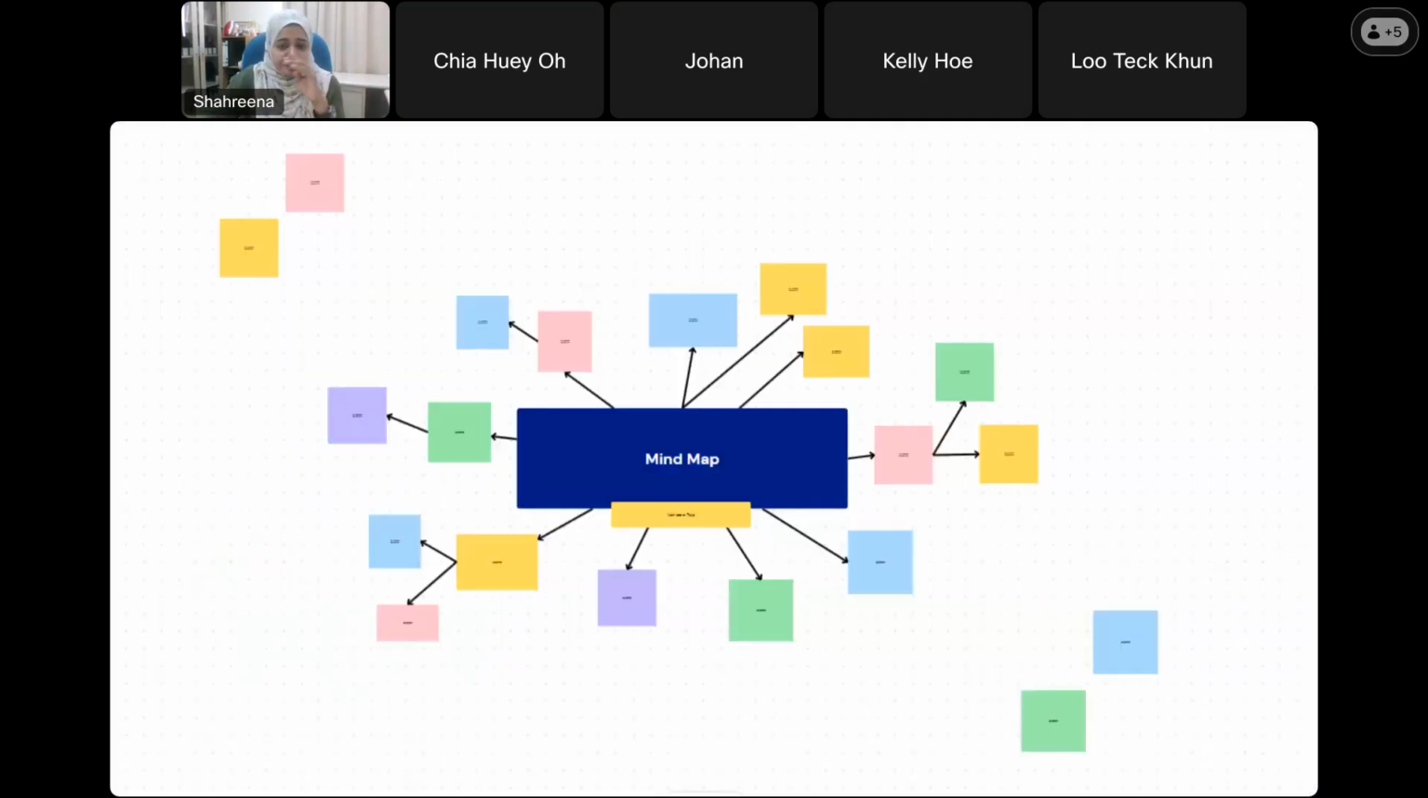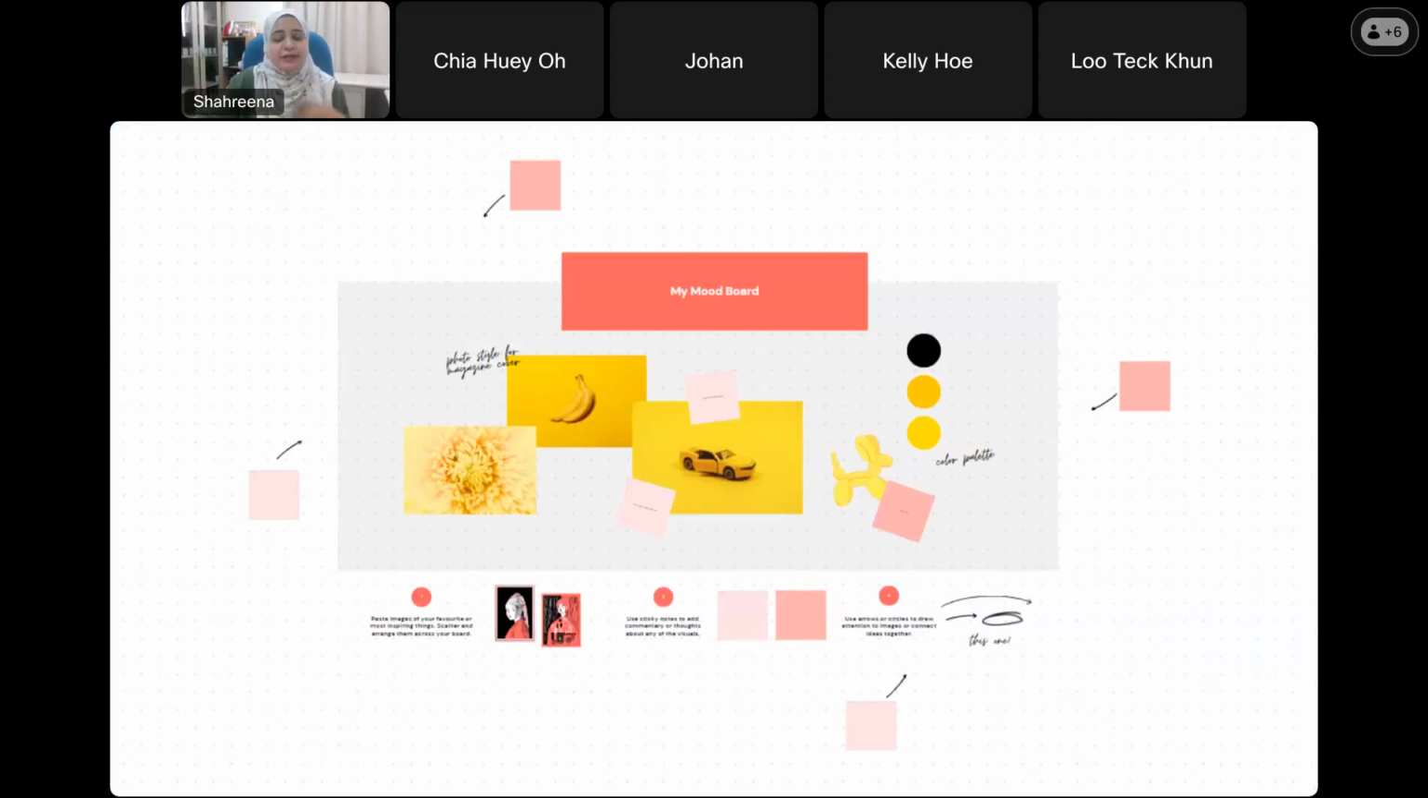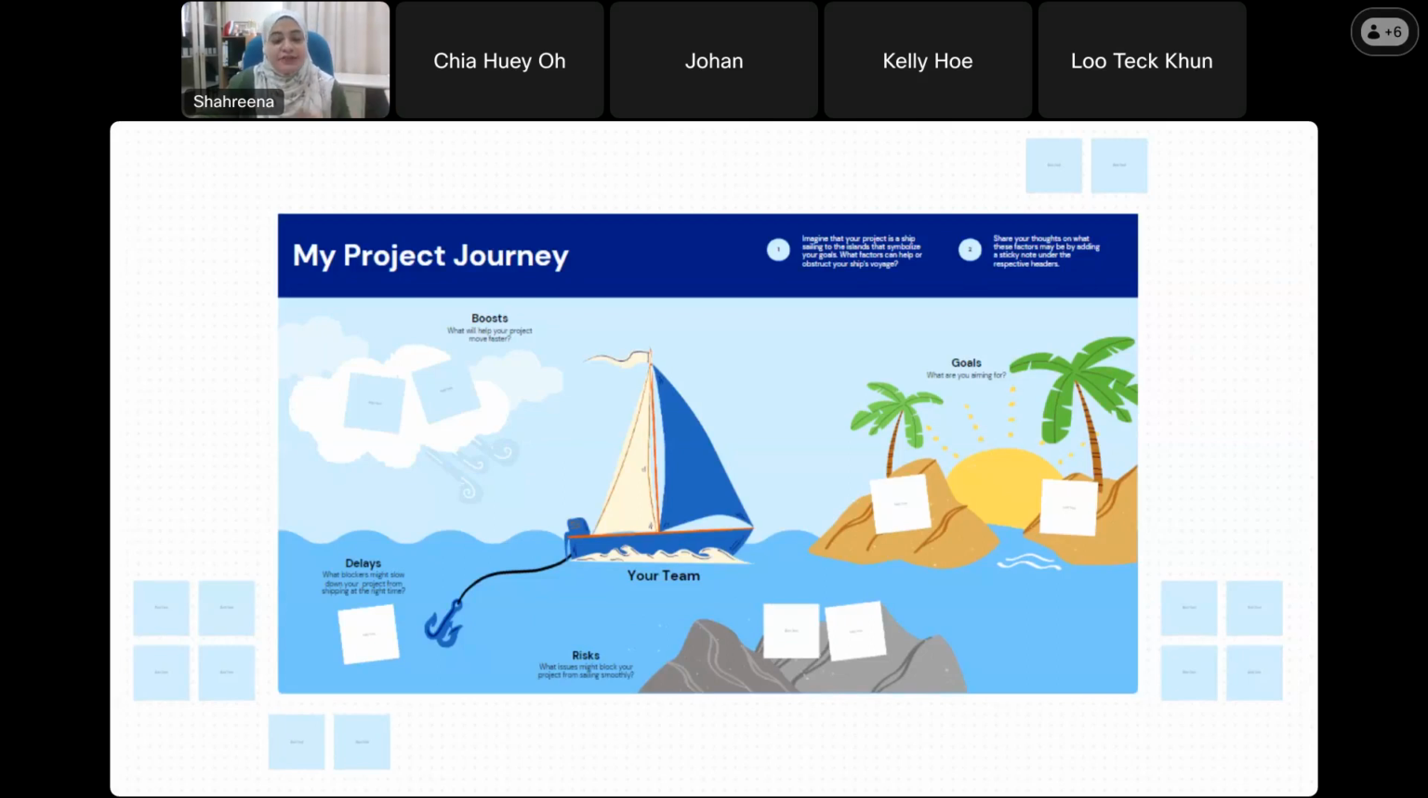For example, what you're seeing right now is what we call the whiteboard in Canva. This is one of the features they added last year. With this whiteboard, you can do a lot of mind maps. You can also add features, you can add videos, you can do a lot of things with this. These are some of the examples that you can find. These are all the templates that already exist in Canva.